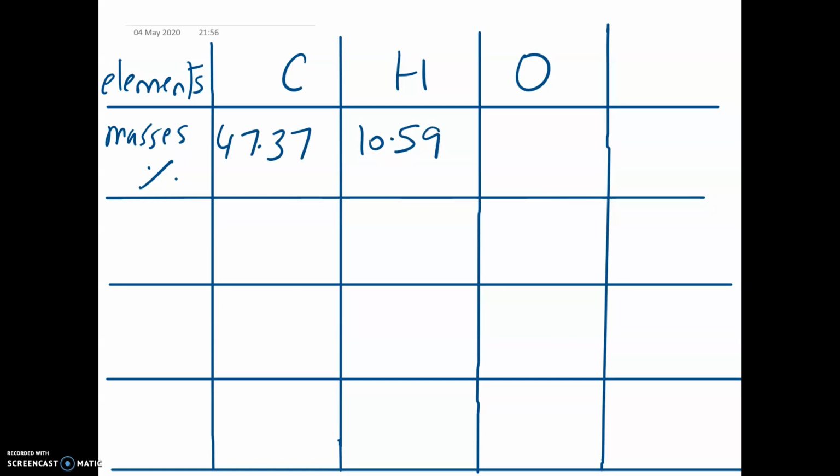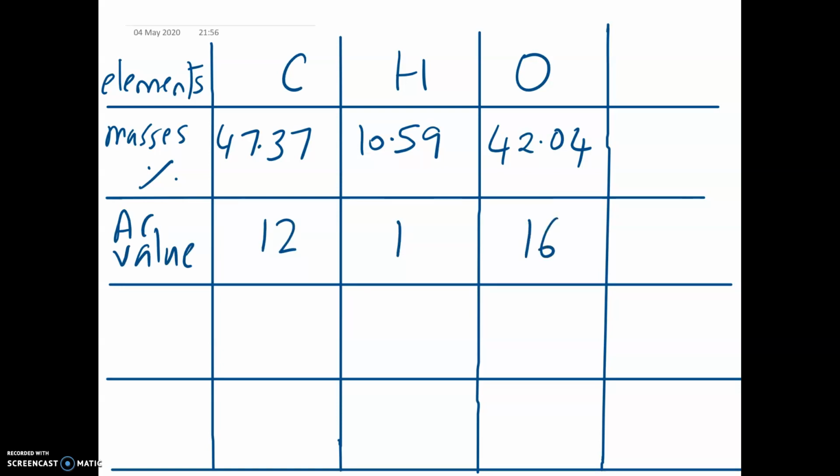10.59. Now, because you haven't been given the third mass here, what you need to do is add these 2 values and take them away from 100, and you get 42.04. So in the exam, if they don't give you all 3 and you get 2, just total it up and take away from 100. If you look at the AR values, we've got 12, 1 and 16.